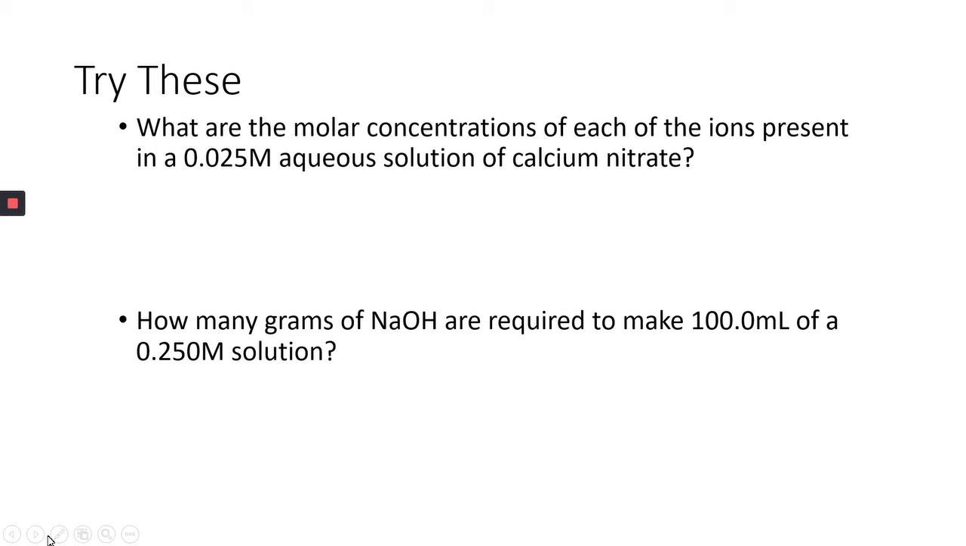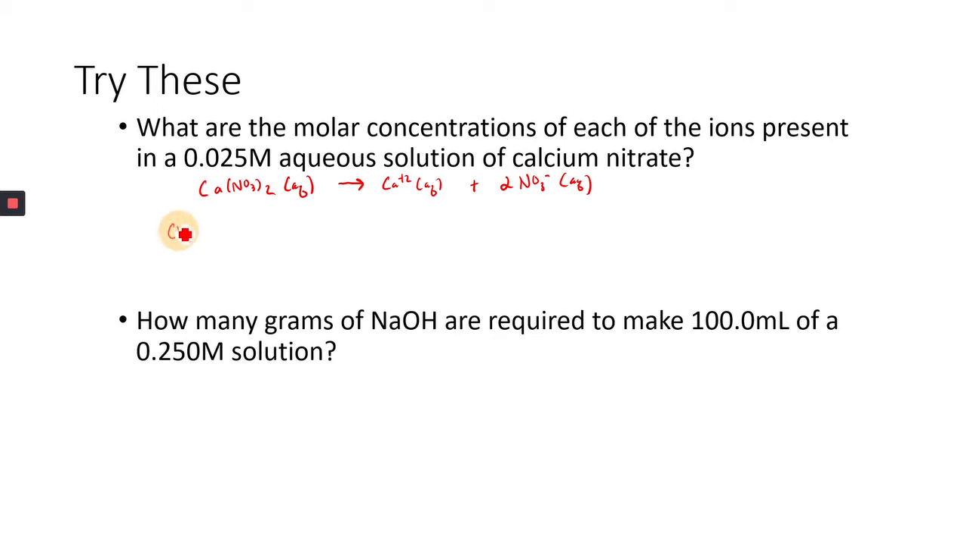So let's do a couple sample problems here. It says, what are the molar concentrations of each of the ions present in a 0.025 molar aqueous solution of calcium nitrate? So the first thing we're going to do is write down the formula for calcium nitrate. It said it's aqueous, so when you add it to water, it will dissociate into calcium ions plus 2 nitrate ions. Why 2? Well, you see there's a 2 here. So you could look at this as a balanced equation.